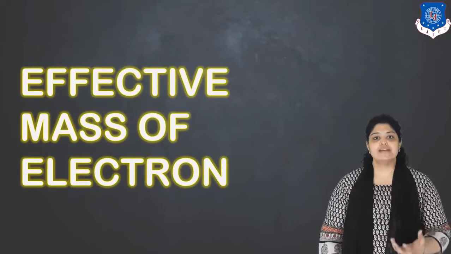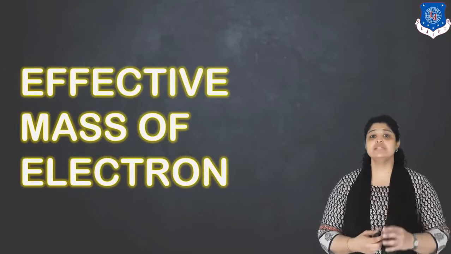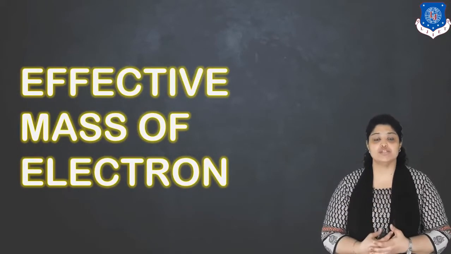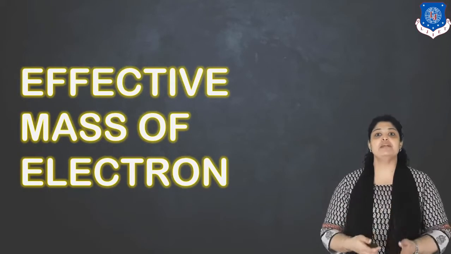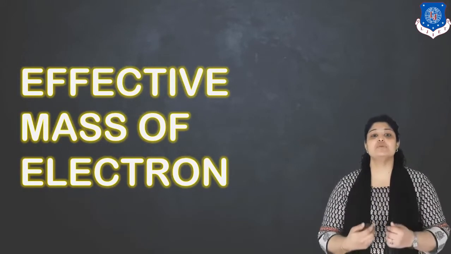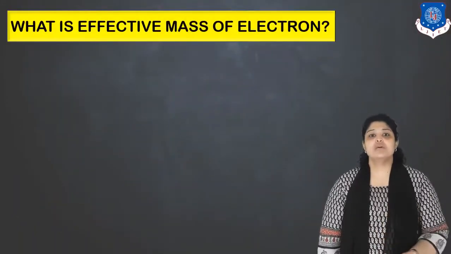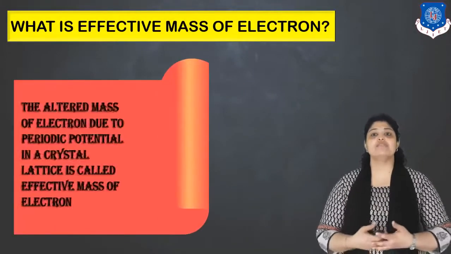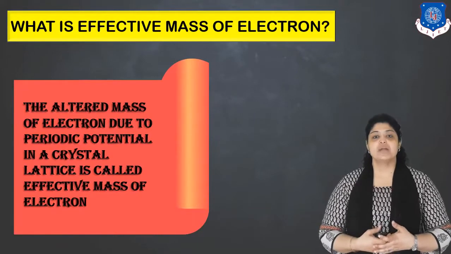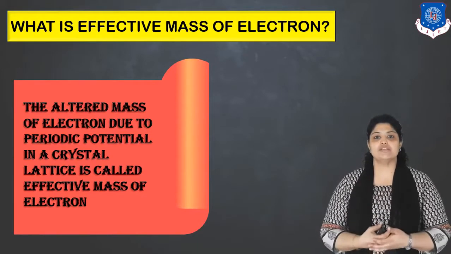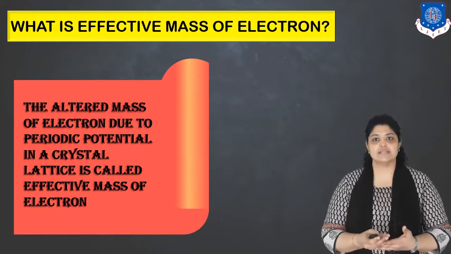So starting with effective mass of an electron, now this is a concept which is purely dependent on periodic potential, which is purely dependent on the concept which was proposed by Ralph Kronig and William Penney. Let's have a look at what effective mass of an electron is. It is the altered mass of an electron due to periodic potential in a crystal lattice.